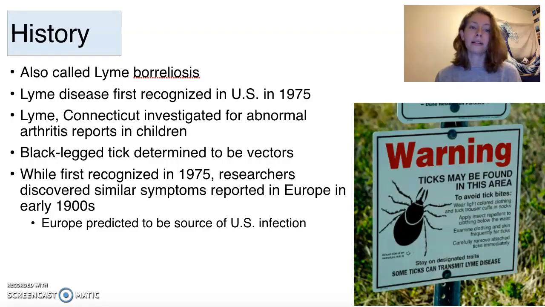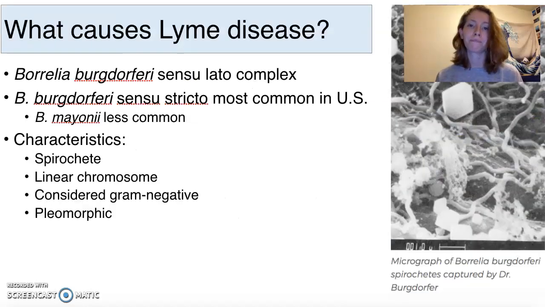So history. Lyme disease is also referred to as Lyme borreliosis because of its causative agent, which I'll talk about. It was first recognized in the US in 1975. And it was discovered because in the early 1970s, Lyme, Connecticut was reporting an abnormal number of children with arthritis. So investigators went and they found that it was actually caused by an infectious disease. And they also found that the black-legged tick was the vector responsible for transmitting it to humans. And while it was first recognized in 1975, researchers found reports of similar symptoms in Europe from the early 1900s, so it's been speculated that Europe is the source of America's infection.